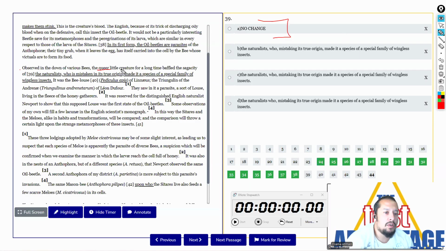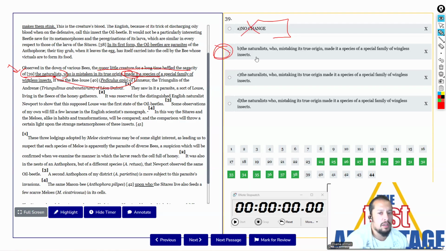So the queer little creature for a long time baffled the sagacity of the naturalists, made it a species. What does that mean? That doesn't make sense. Because of the naturalists is a preposition anyway. So what is this verb connected to? Which subject does this verb belong to? Where is the subject for the verb? This verb has no home, no family. Right? So answer A doesn't work.